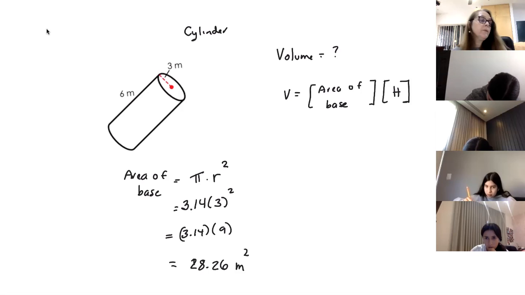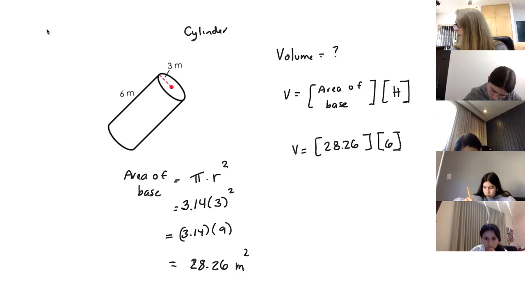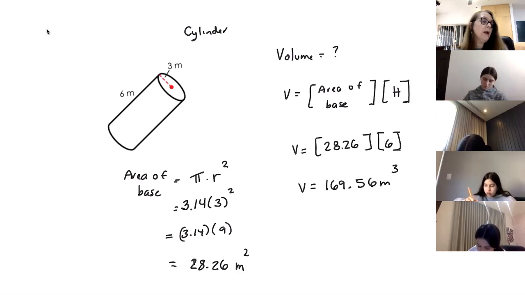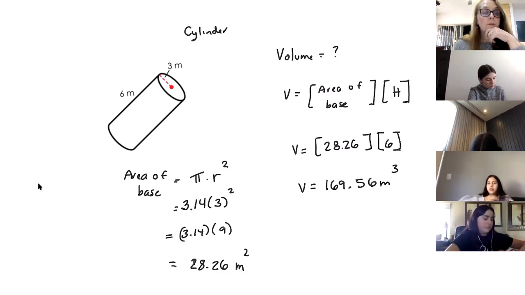28.26 meters to the second power is the value of the area. So I come here and I do 28.26 times 6 and this is what I get as a final answer. Did everybody get it?